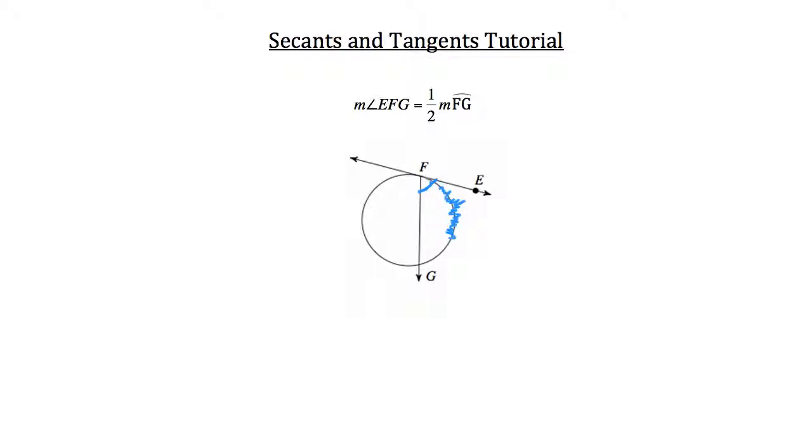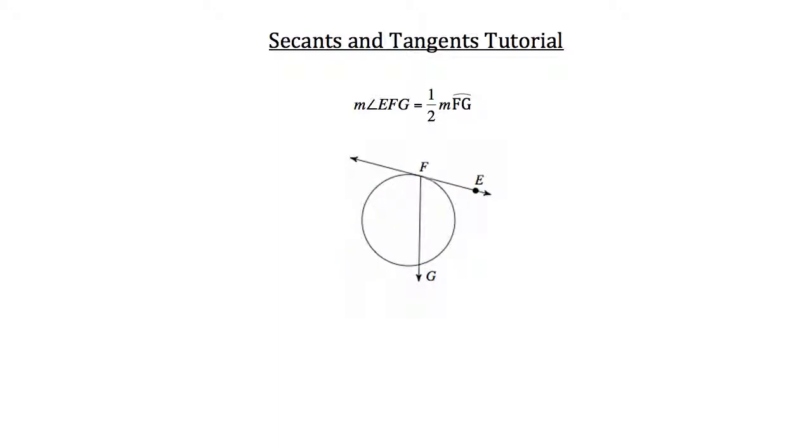So this arc length right here. That's going to be true for all secant-tangent intersections. And it's also true for the opposite side here. So this angle right over here is going to be equal to 1/2 of this arc on this side. So let's try a practice problem with this concept.